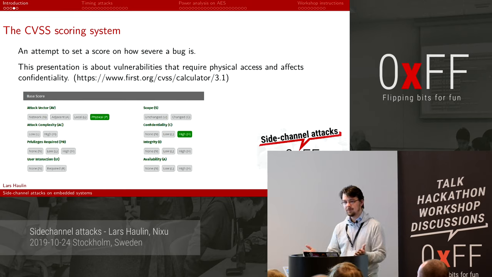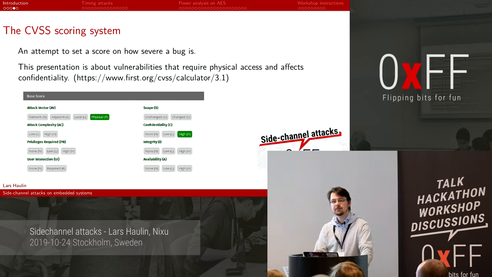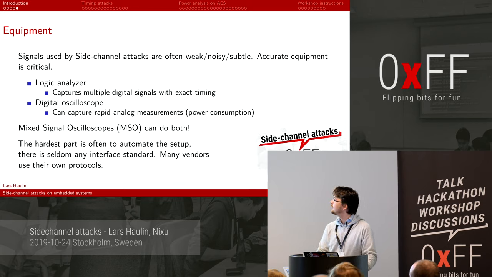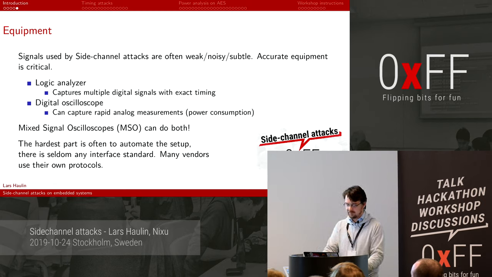The equipment that you need to exploit side-channel attacks is usually measurement equipment that can capture very weak signals, because these are not signals that the system is supposed to emit, so they are often very weak. But you can use logic analyzers to capture digital signals and measure the timings, or you can use a digital oscilloscope to get power consumption measurements. There are also mixed signal oscilloscopes, which do both digital and analog.